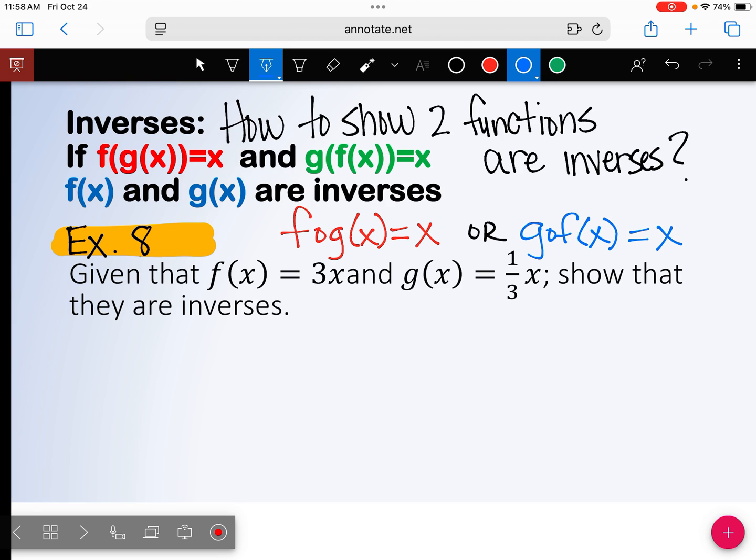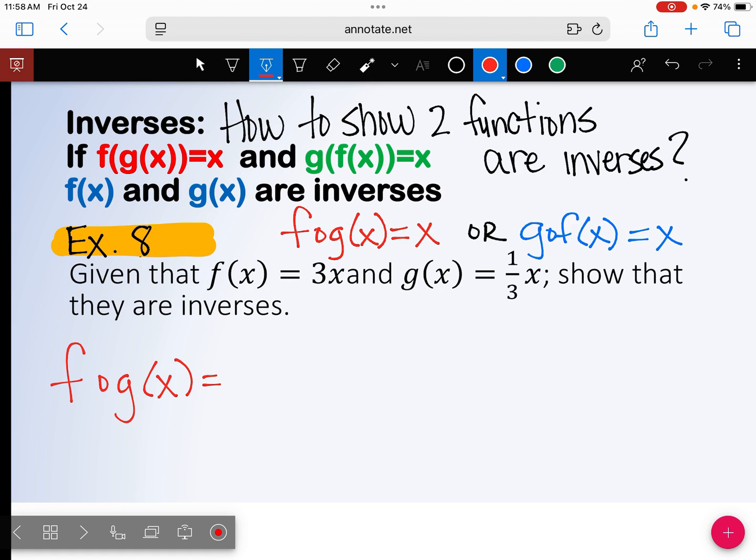So which one do you want to do? F of G or G of F? We'll do them both for this one. All right, so if I'm doing F of G, and again, you don't have to do both. You only have to do one. This means I'm putting G into F.